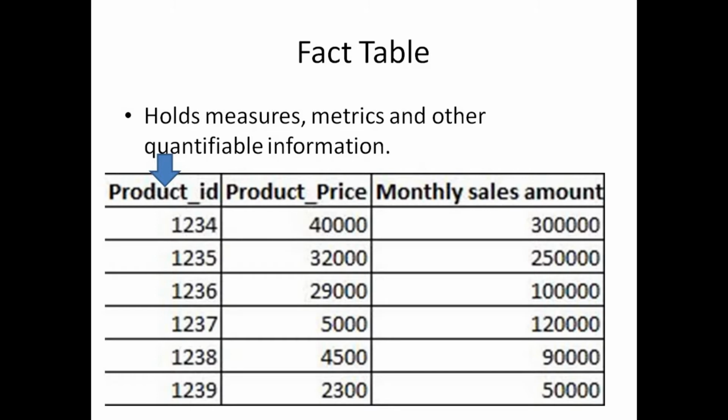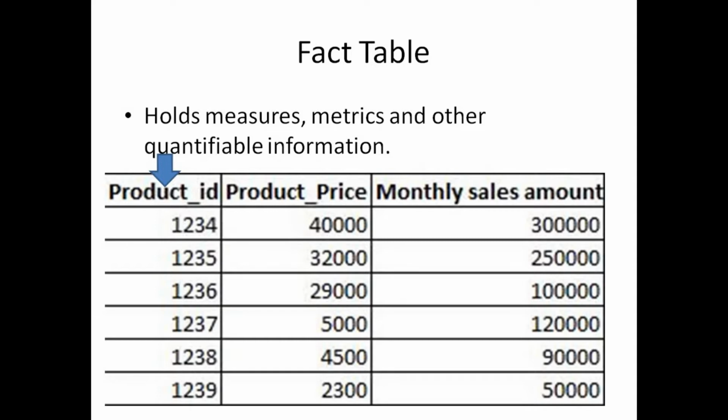Earlier I explained about the dimension table, right? The dimension table also has product ID. Those product IDs are connected with this product ID, like a foreign key and primary key relationship. If you want to know about the foreign key and primary key, please check the SQL database tutorials.